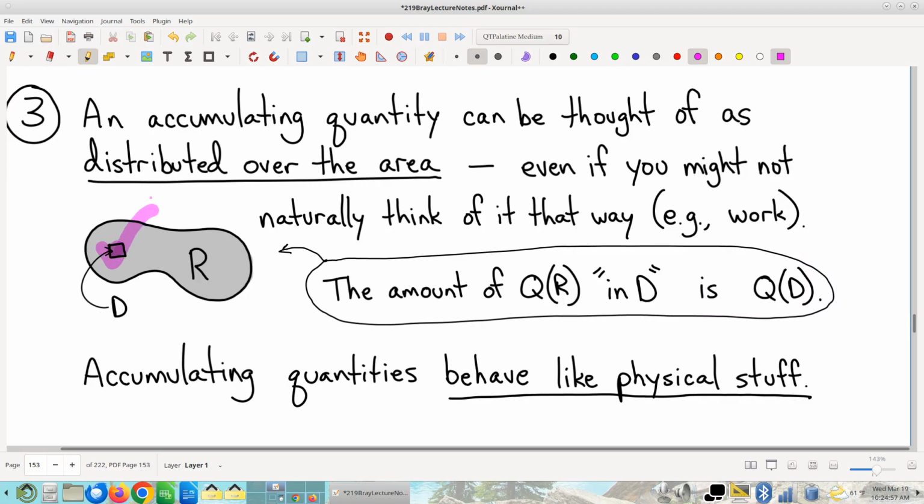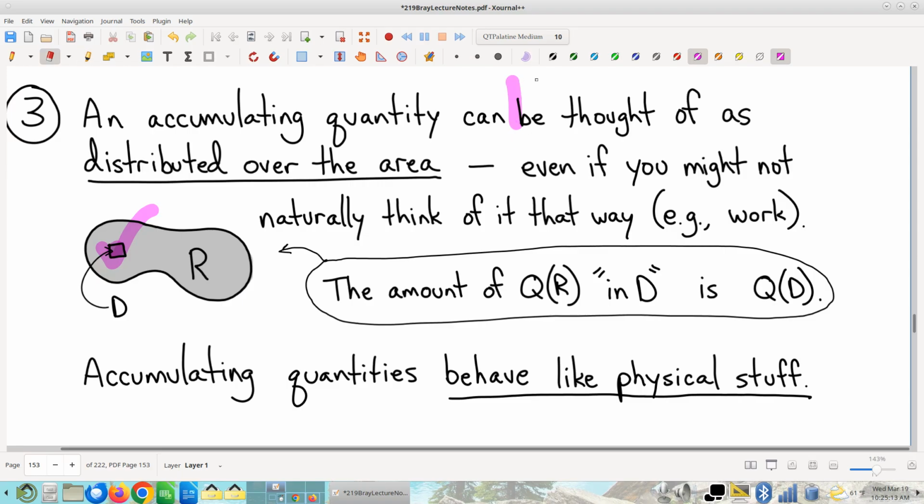Even though it's not physically anywhere. Work has units of energy, right? It doesn't have a location. But I can think of it as having a location. And it all works out because if you make this choice, and again, I emphasize, this is a choice.